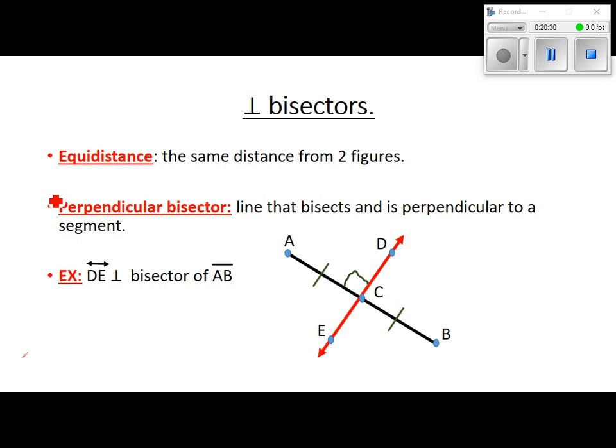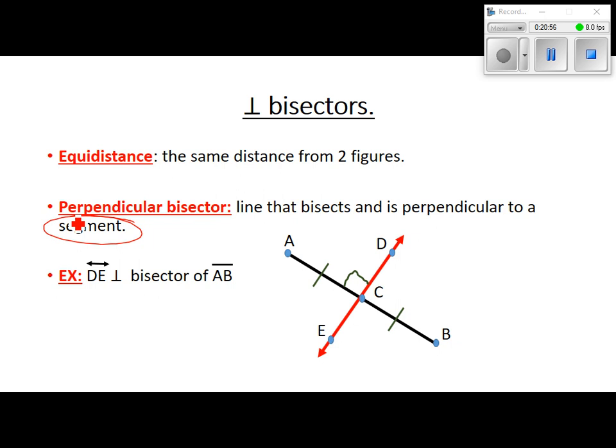Perpendicular bisector is a line that bisects and is perpendicular to a segment. Remember, it's got to be a segment that's being perpendicularly bisected. That's probably not the correct grammatical way to say that, but it has to be a segment. You cannot have a perpendicular bisector of a line or an angle or anything else. It's got to be a segment.